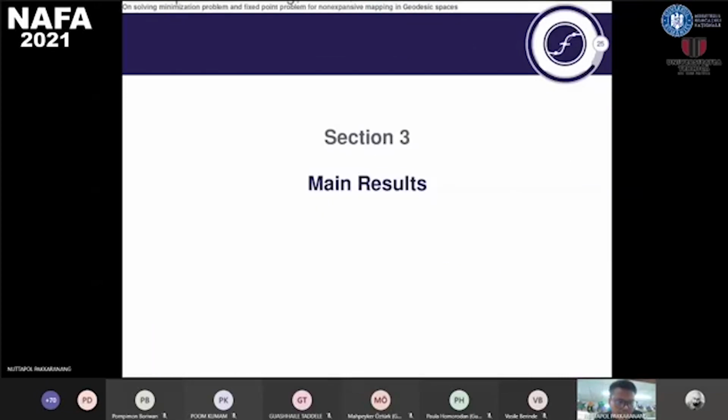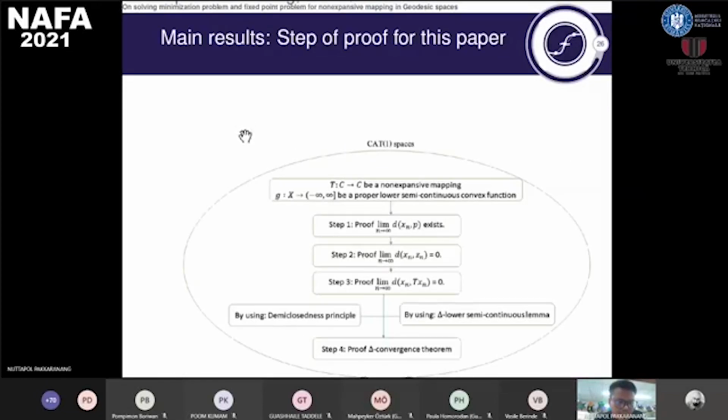Next, the main result. This is the step-by-step proof of my main result. In step 1, we will prove that the limit of d(xn, u) exists, and next we will prove that the limit of d(xn, zn) equals 0. In step 3, we will prove the approximate fixed point sequence for the nonexpansive mapping. For the last step, we will use the demiclosedness principle and the delta lower semi-continuity to prove the delta convergence.